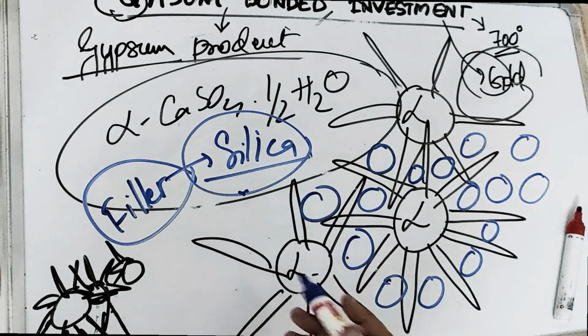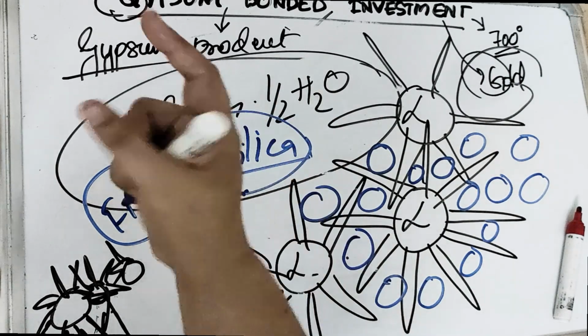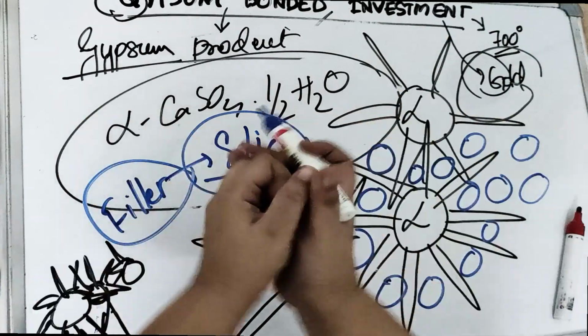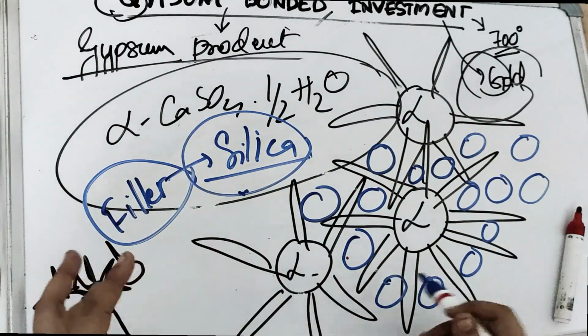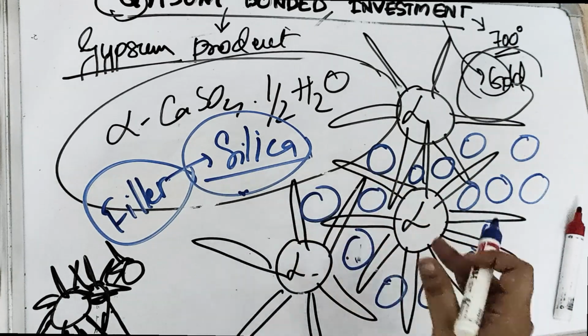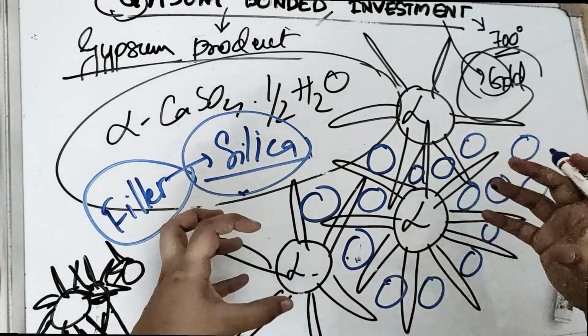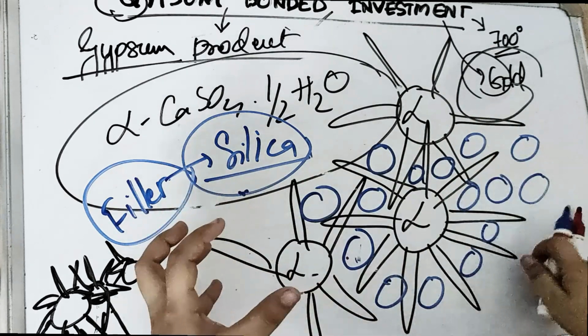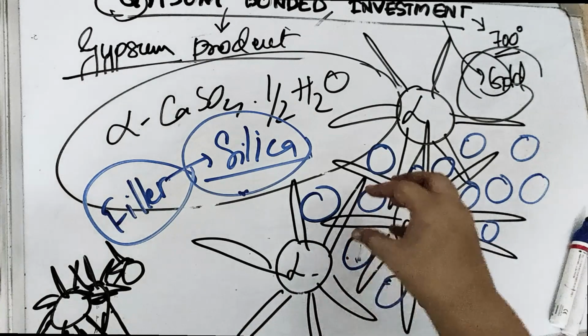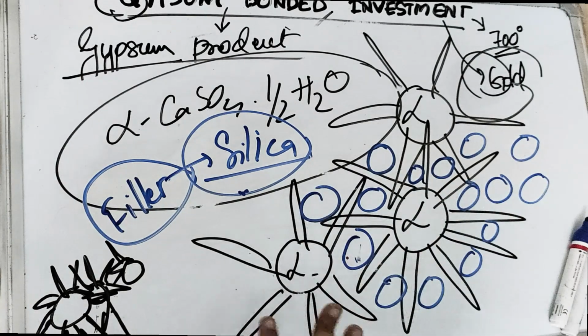Because the silica particle provides the strength, and also it does not let the main particles shrink. On heating, because they are present in the voids, these alpha particles cannot come and combine with each other when heated to high temperature. That means we have filled these spaces with the silica.